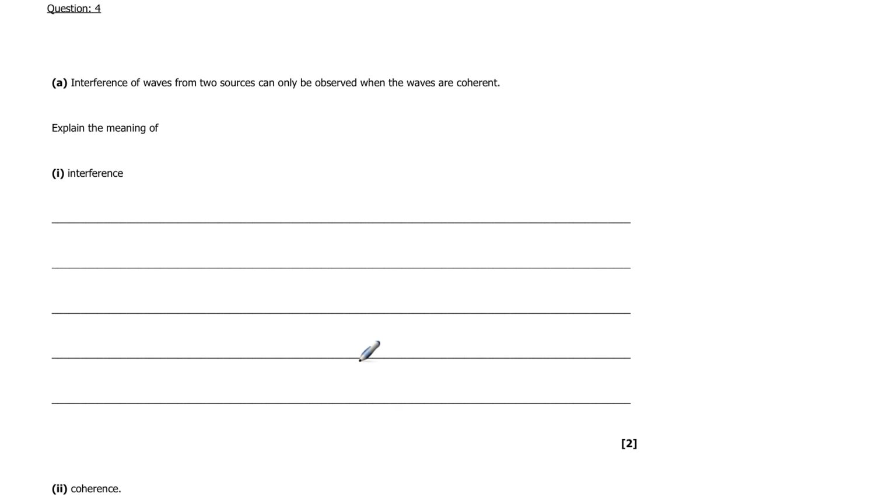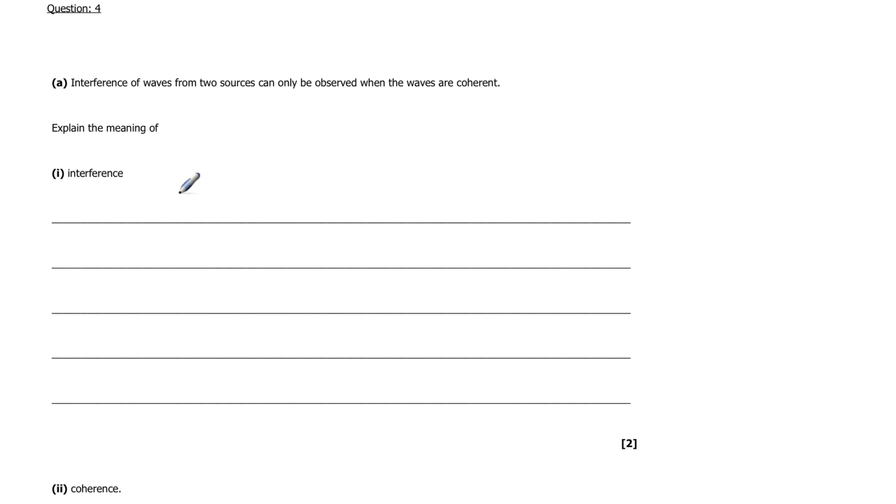The next question is about waves, and we need to explain the meaning of interference. So there's 2 marks available there. So we needed to explain the idea that interference means that at a point in space, 2 waves meet or interact or superpose, we might have said, or combine. Some idea that it's 2 waves meeting, and that the result of that is a change in the intensity or a change in the amplitude of the wave.